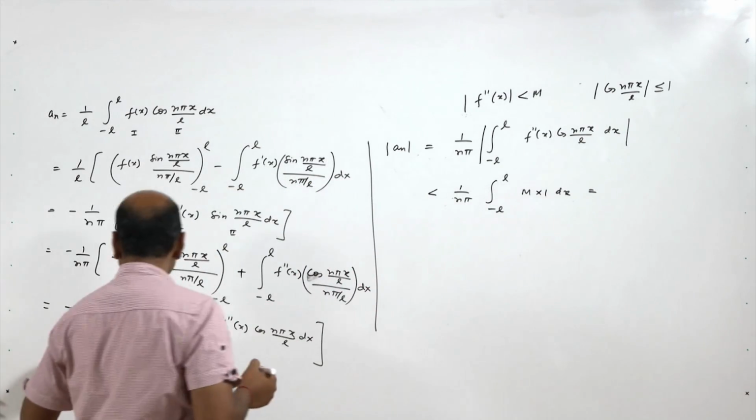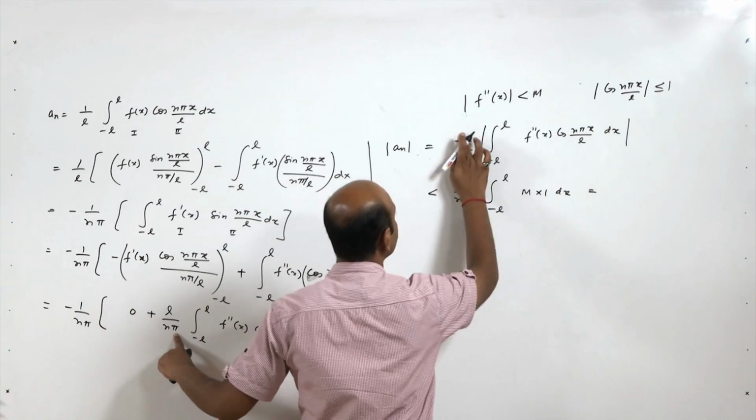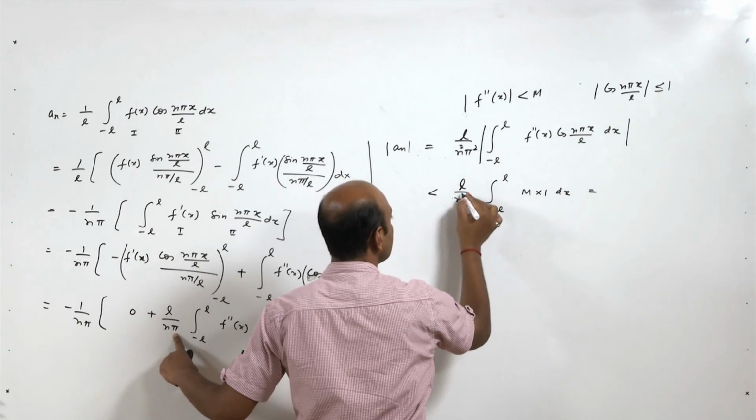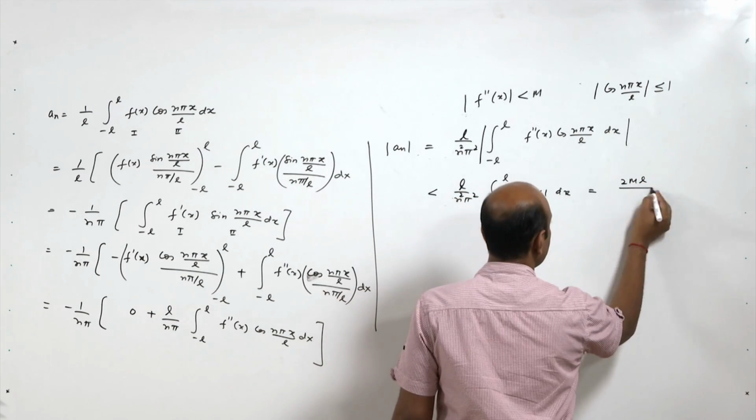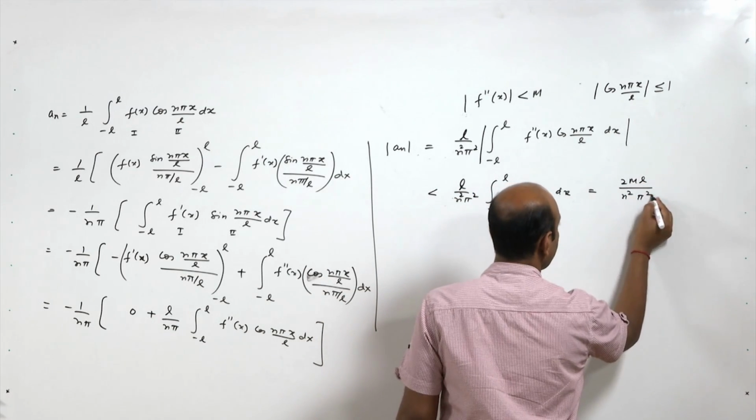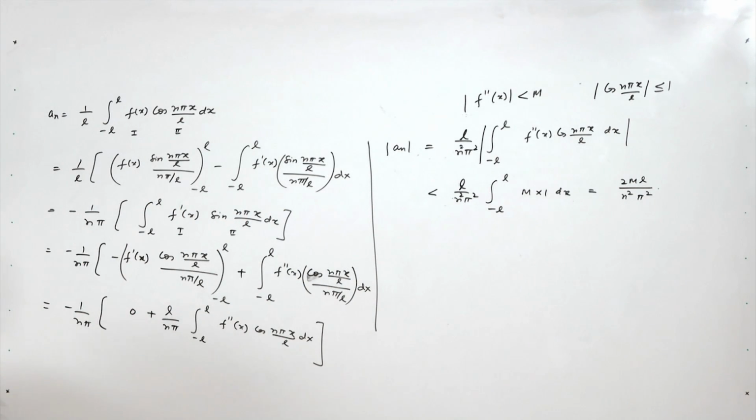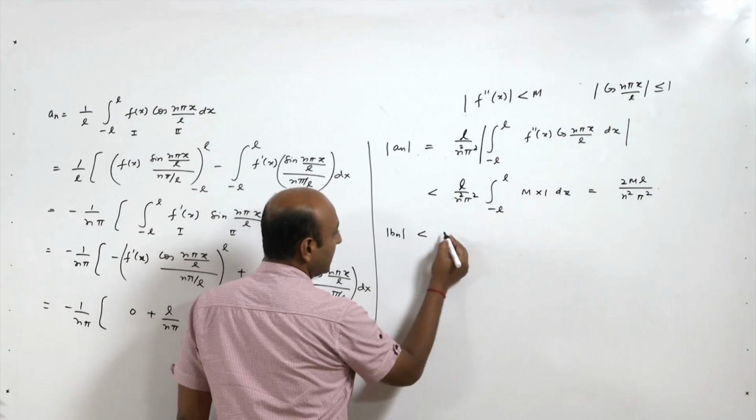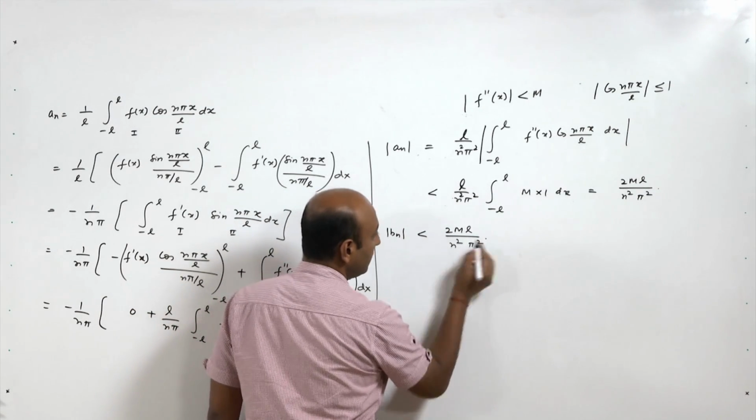Okay. Now, this into this is also there. So, it is L upon n square pi square. So, it is nothing but 2 M L upon n square pi square. Okay. So, a_n will be less than this. Now, similarly, we can obtain that mod of b_n will also be less than this.